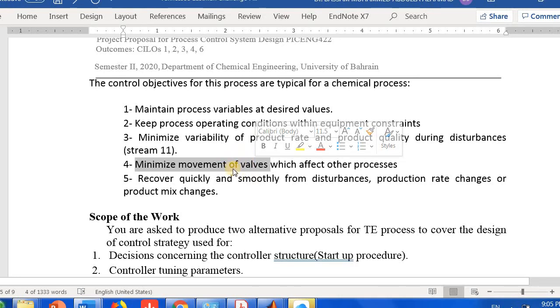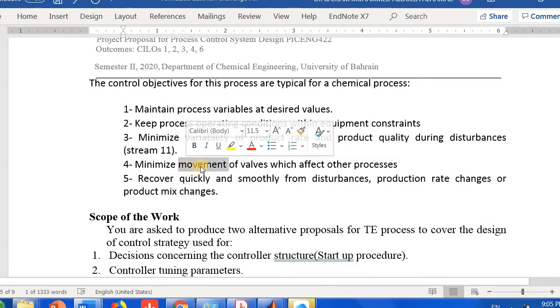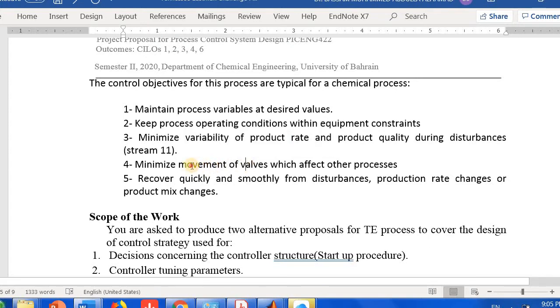And talking about the movement of the valves, to minimize it is really important, because you could have a good process that is controlled, but the valve is opening and closing, opening and closing, opening and closing. So if the movement of the valves is going crazy up and down, it's not good, because it's going to destroy the valve. Recover smoothly from disturbances, we already mentioned that. So it should recover. So minimize the variability of the product rate and recover from the disturbances for the process variables.